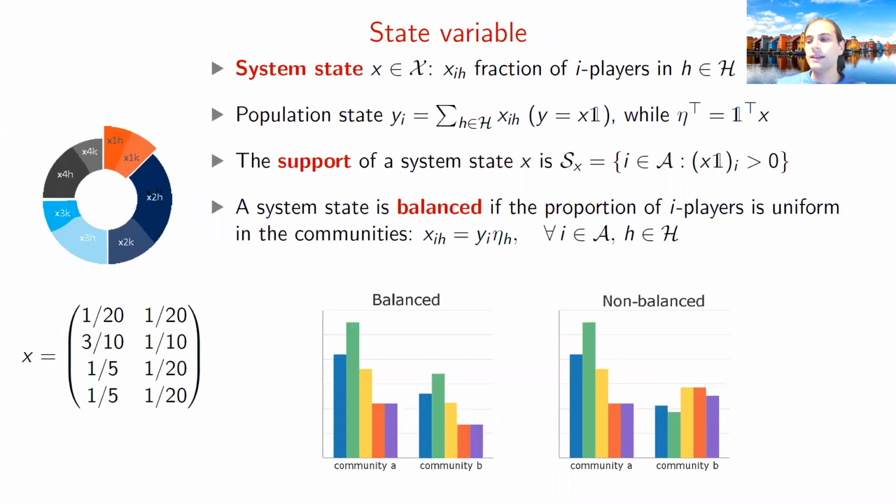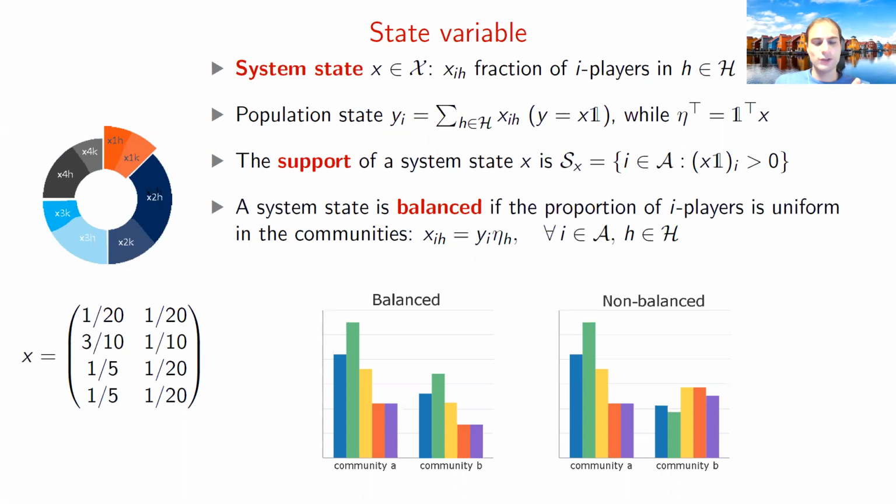Okay, so given this community structure, it is clear that the population state Y cannot describe how the different actions are distributed in the communities. So we need another variable that is the state variable of the system. For this reason, we introduce a system state variable X that is a matrix of dimension number of communities times number of actions, such that the entry X_ih of this matrix is nothing but the fraction of population that is playing i and belongs to community h.